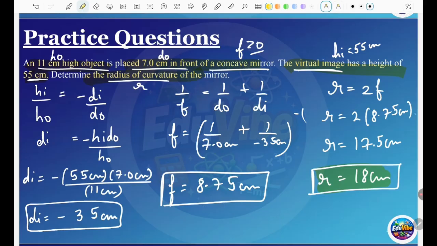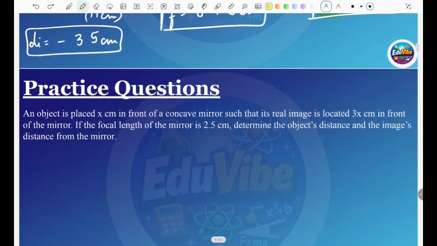So these 3 things you have to follow. For R, you want the focal length. For the focal length, you want DI. For DI, you have to find this DI first. Then you have to do your other steps to find the R. So that's the way you have to follow when you're solving the questions. That's the important thing you have to follow every time if you want accurate answers. So let's move on to the next one.